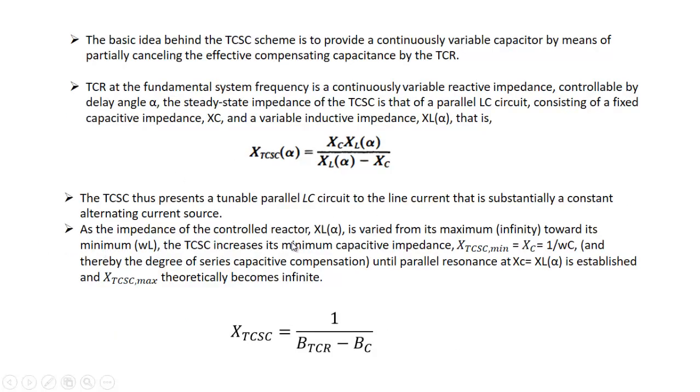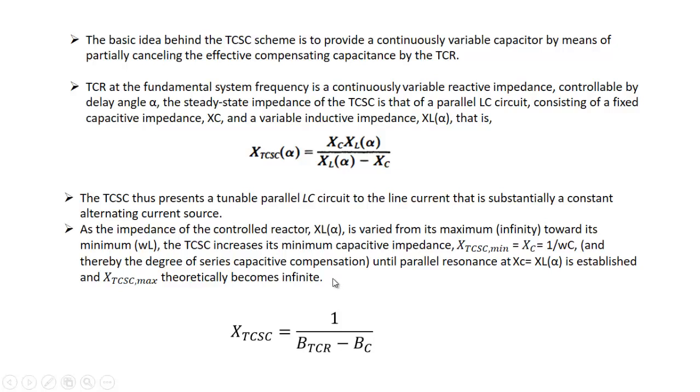As the impedance of the controllable reactor, XL, is varied from its maximum, infinity, towards its minimum, omega L, the TCSC increases its minimum capacitive impedance, that is XTCSC equal to XC, equal to 1 by omega C, and thereby the degree of series capacitor compensation, until the parallel resonance at XC equal to XL alpha is established. And XTCSC theoretically becomes infinite at that point.